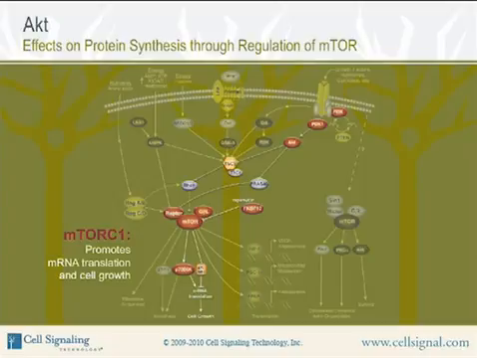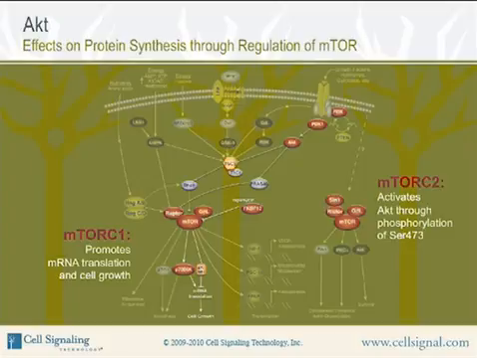The second mTOR complex, mTORC2, consists of mTOR, Rictor, G-beta-L, and SIN1, and is insensitive to rapamycin. This complex functions upstream of AKT, providing the critical second phosphorylation of AKT at serine 473, which is necessary for AKT activation.